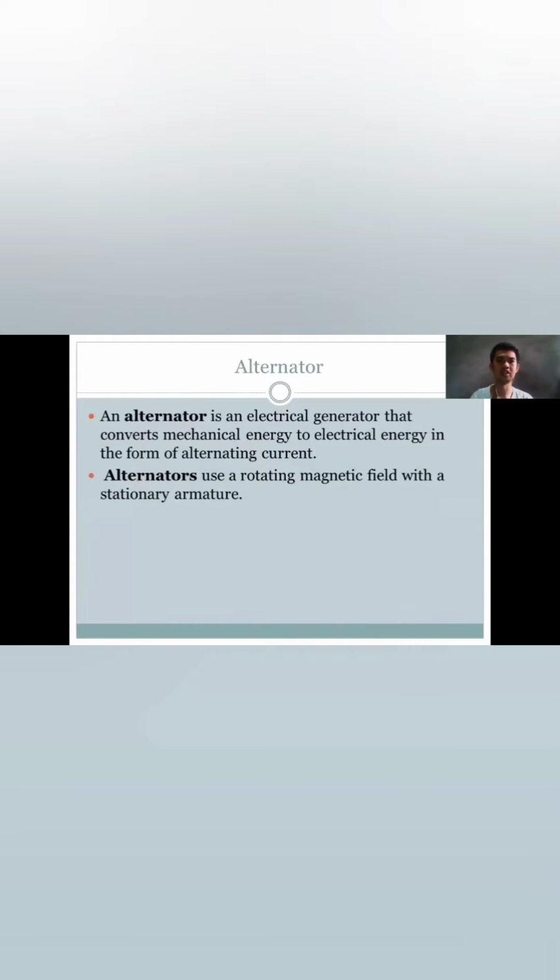What is an alternator? An alternator is an electrical generator that converts mechanical energy to electrical energy in the form of alternating current. Also, alternators use a rotating magnetic field with a stationary armature.